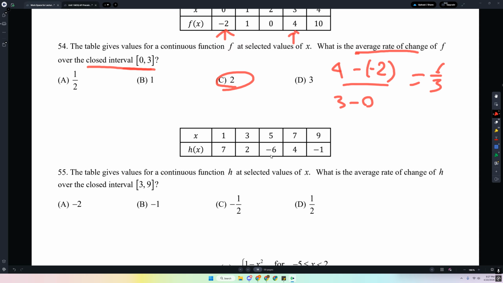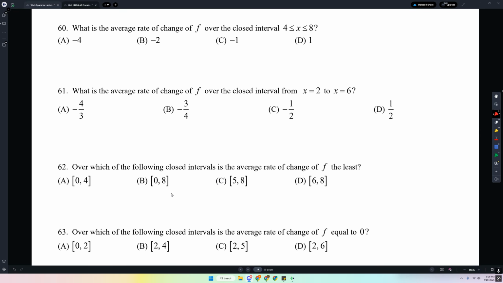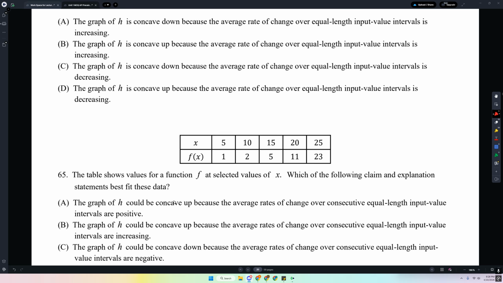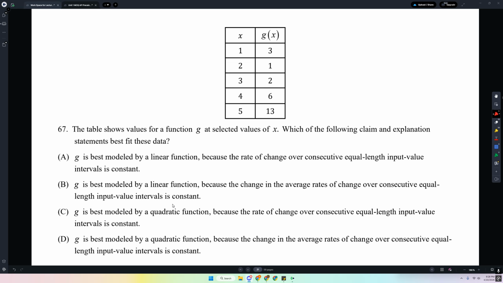For 55, we would do a similar idea. It says 3 to 9, so we would do -1 minus 2 over 9 minus 3, which would be -3 over 6, or -1/2. Alright, continuing onwards, the average rate of change. Let's go to some modeling questions. Start with this one.